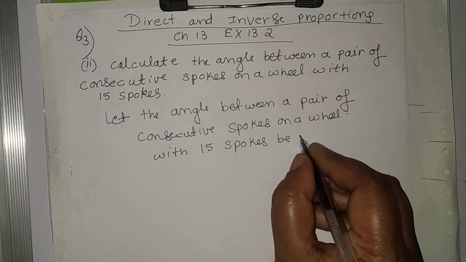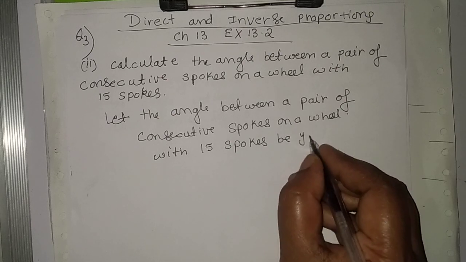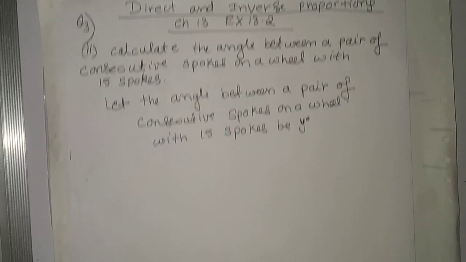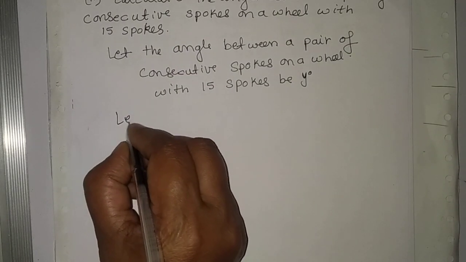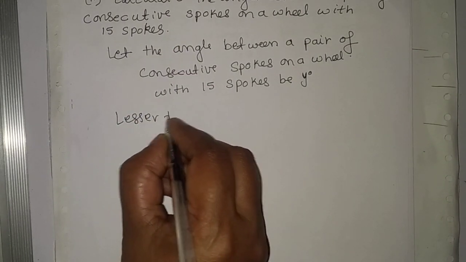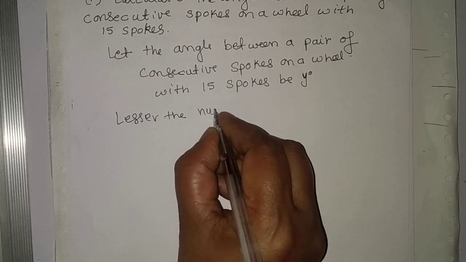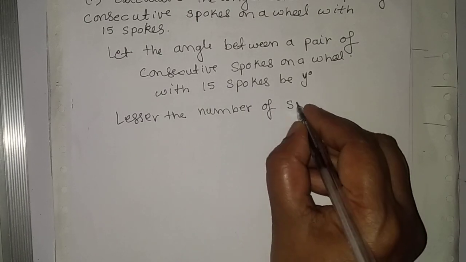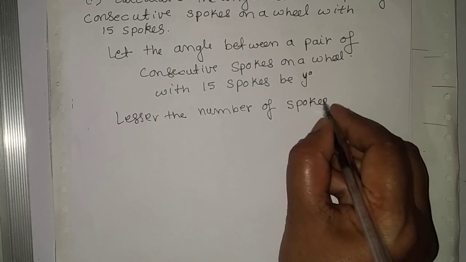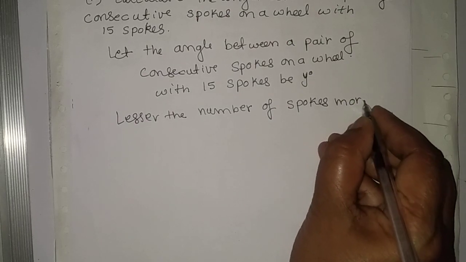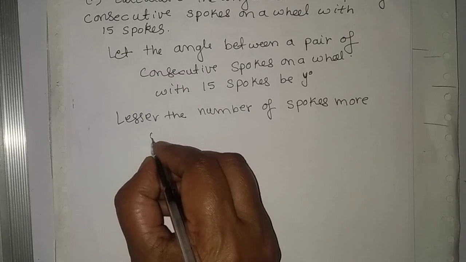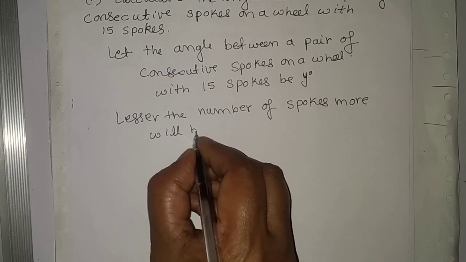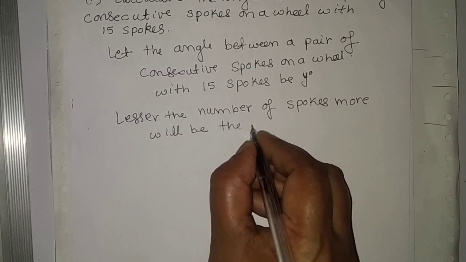We'll take it as what? Y degrees. So y degrees. So what is the next step? The lesser the number of spokes, the more will be the angle.